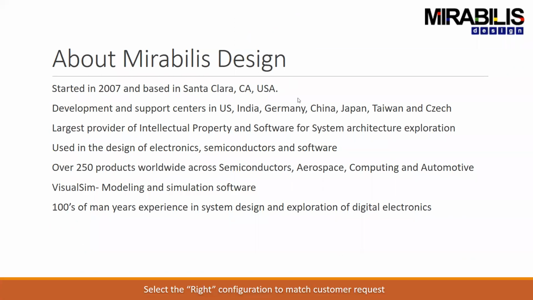We are also the largest intellectual property and software provider for system level architecture exploration. This is because of our library. Our library components provide you with all the necessary components and the IPs required for you to model any system. It can vary from IP core designing or network systems to software partitioning, software fine tuning, and so on.